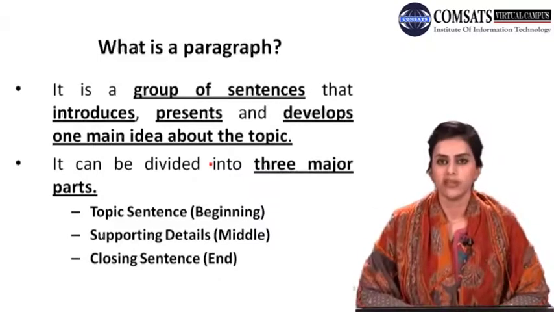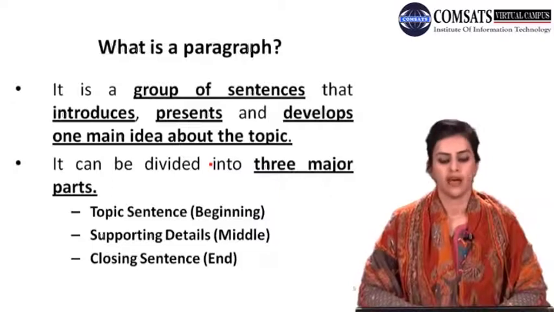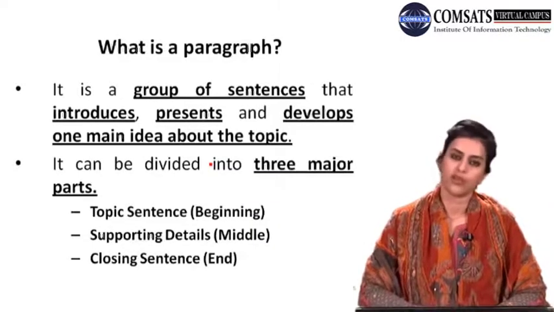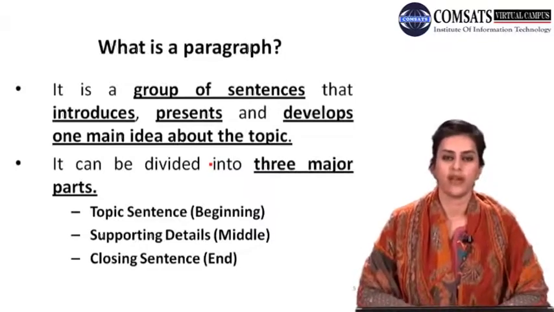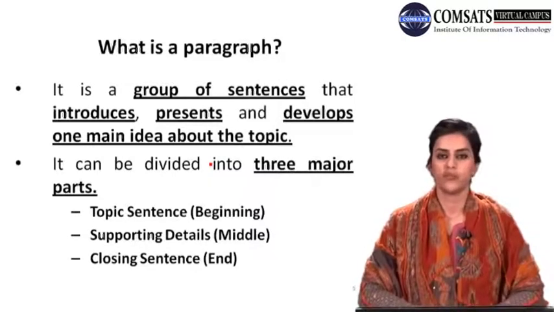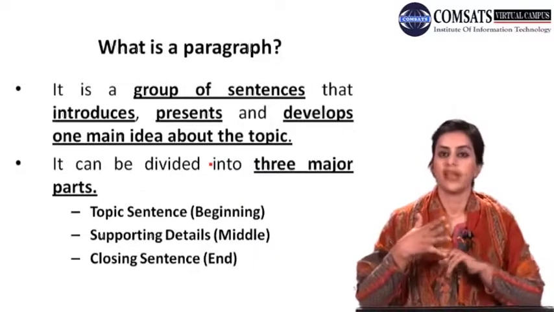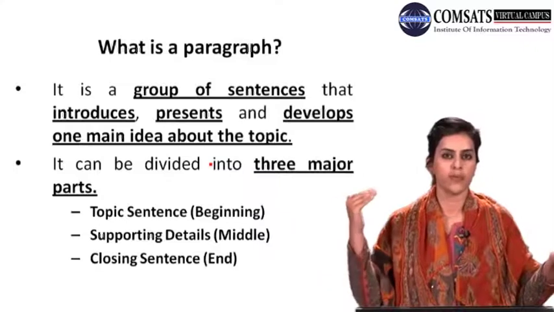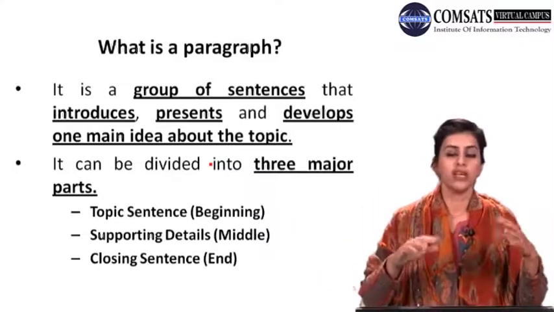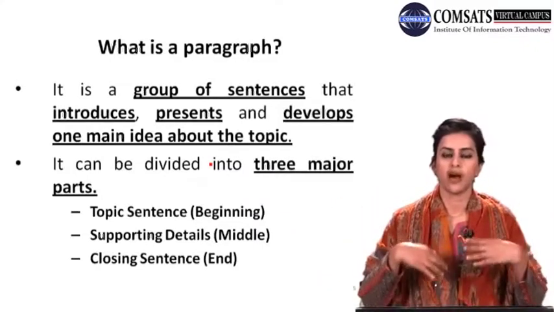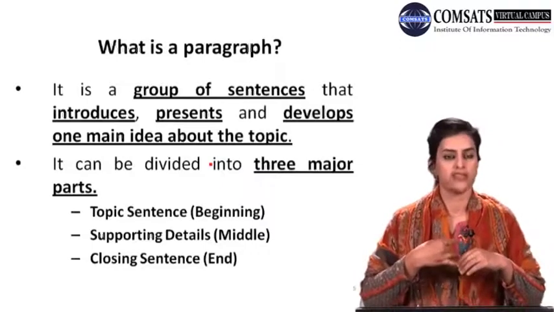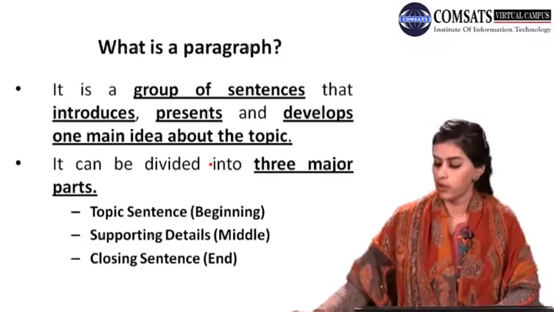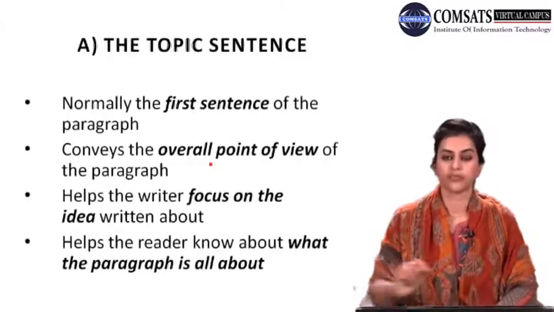There is one topic sentence, that is your beginning, then you have some supporting details, that is your middle, and then you have your closing sentence, that is the end of the paragraph. So a paragraph usually has three parts: beginning, middle and end. Just like longer essays have a proper beginning, middle and ending, a paragraph also has three parts. The first one is the topic sentence, the second is the supporting details, and the third is the closing sentence, which we are also going to elaborate through examples.